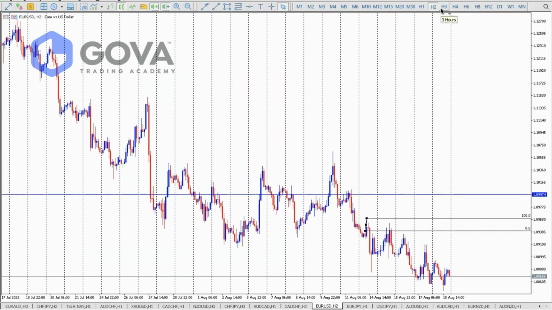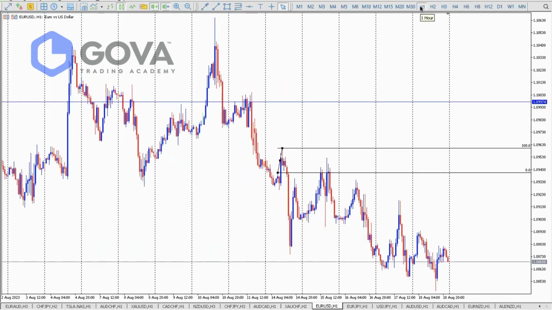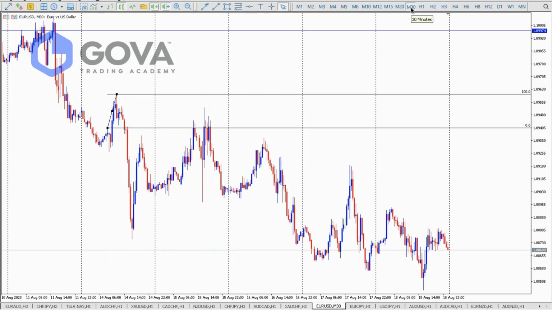Now, whenever you are switching to a lower time frame, always switch from time frame to time frame. Don't jump from H3 to H1 or from H3 to M30. No, you have to do it one after the other. H3, the next time frame next to H3 is H2. The next time frame from H2 is H1. The next time frame from H1 is M30. So don't jump. You have to do it one after the other, one by one.